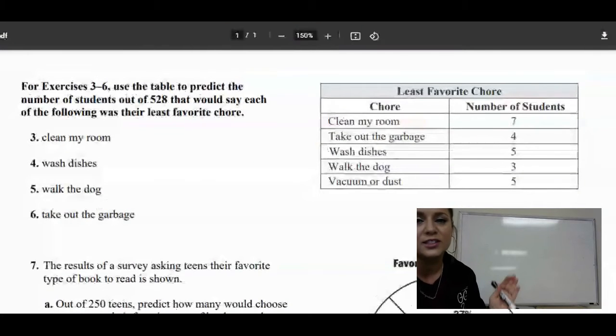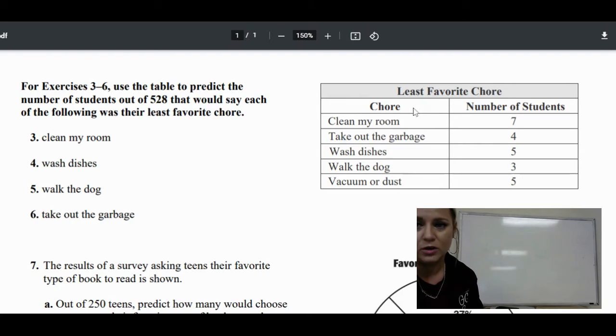So for exercises 3 through 6, use the table over here to predict the number of students out of 528 that would say each of the following was their least favorite chore. Okay, so if we look over here, we have least favorite chore. Whenever you get a table, guys, you've got to make sure that you look at that table and you read it, especially on a STAR test.